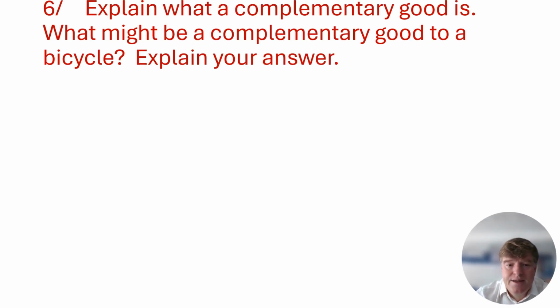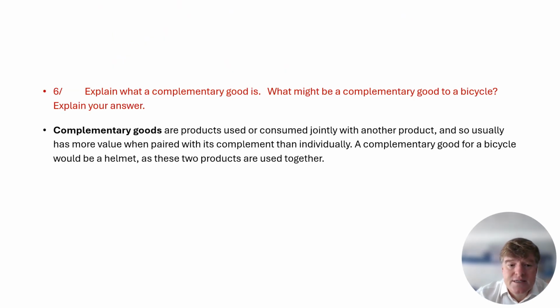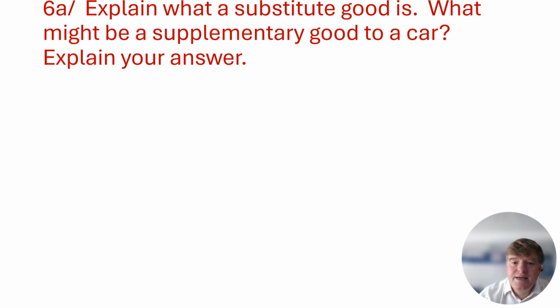Complementary goods. What might be a complementary good to a bicycle? Complementary goods are products that are consumed jointly with another product. For example, a bicycle and a bicycle helmet would be complementary goods.